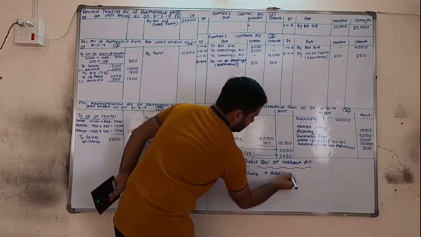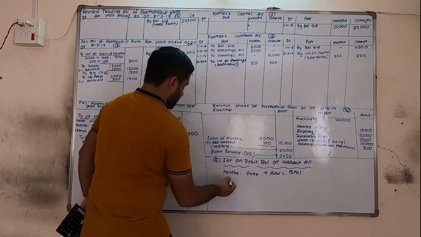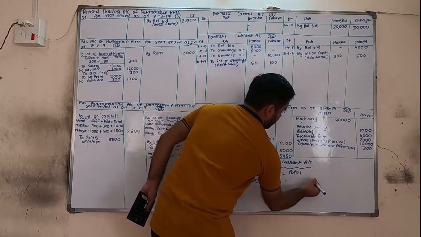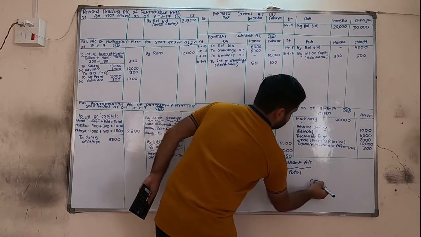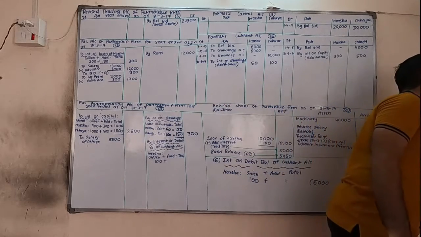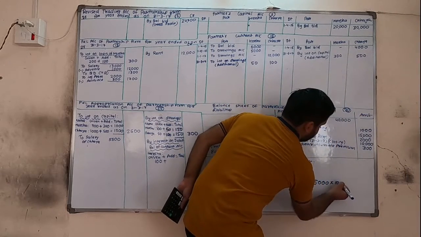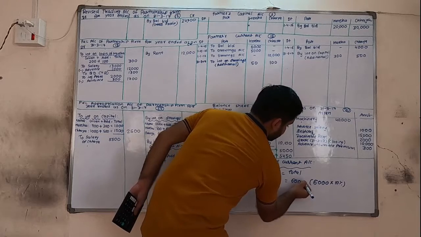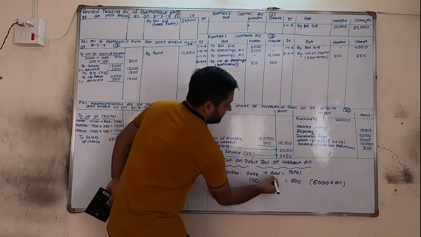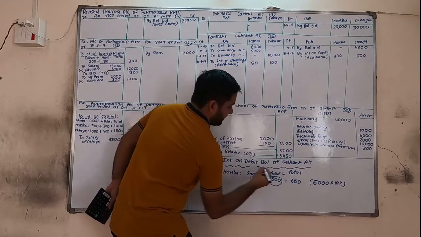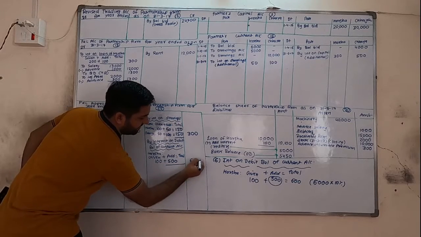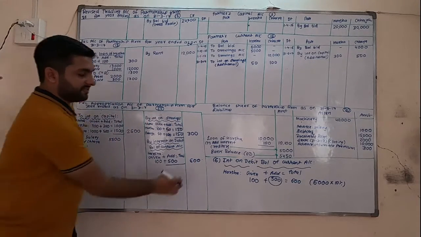Given plus additional is equals to total. Harsha's given is 100 plus additional and total. Now Harsha is having 6,000. His debit balance is 6,000 and the percentage is 10%. So 6,000's 10% is 600. So the additional interest would be 500. And only one name is there, so directly 600 in the outer column.